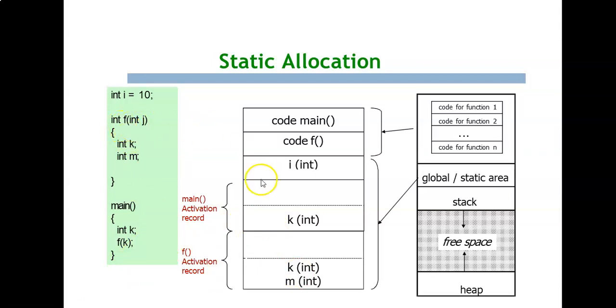All these memory allocations are done at compile time itself. We are not going to use any dynamic storage methodology for allocating space for these variables. It is decided at compile time, so the memory is allocated by the compiler at compile time itself. So we call this static allocation.